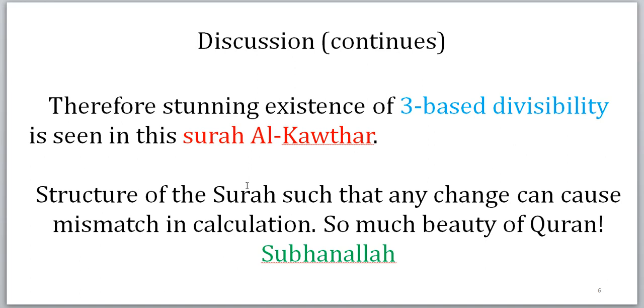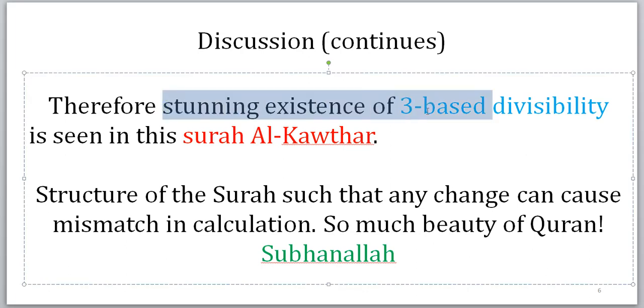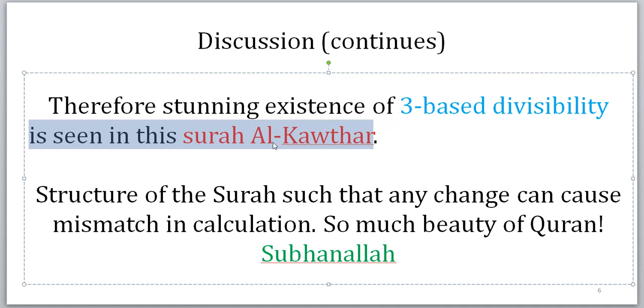So I'm at the end of my discussion. It can be said that a stunning existence of 3 based divisibility is seen in the Surah Al-Kawthar. The structure of the Surah is such that any change can cause a mismatch in calculation. So much beauty of the Quran.